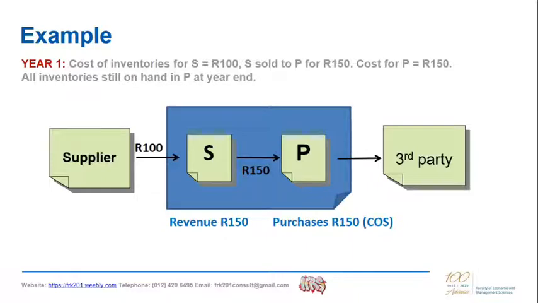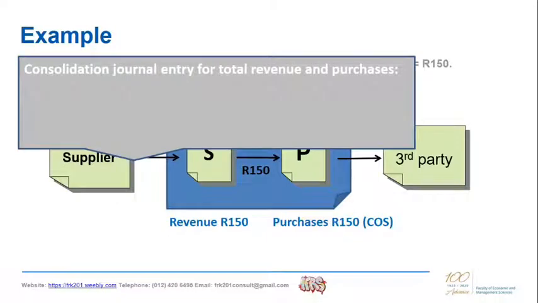This intra-group transaction has to eliminate with the following consolidation journal entry. Debit the revenue of ACE, 150 Rand. Credit the cost of sales of P, 150 Rand. Remember, a consolidation journal entry changes the combined numbers. It happens on group statement level. I am not changing the separate financial statements of P or ACE.